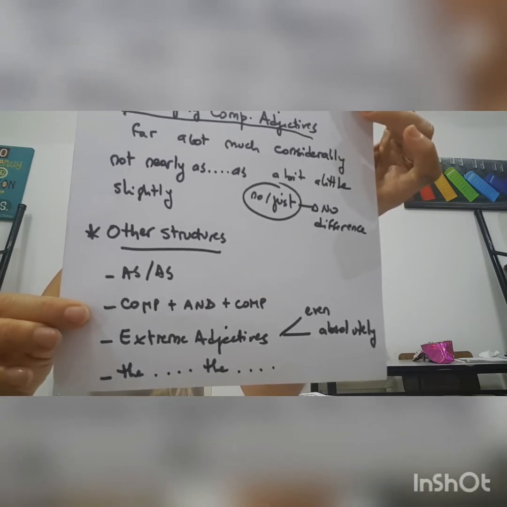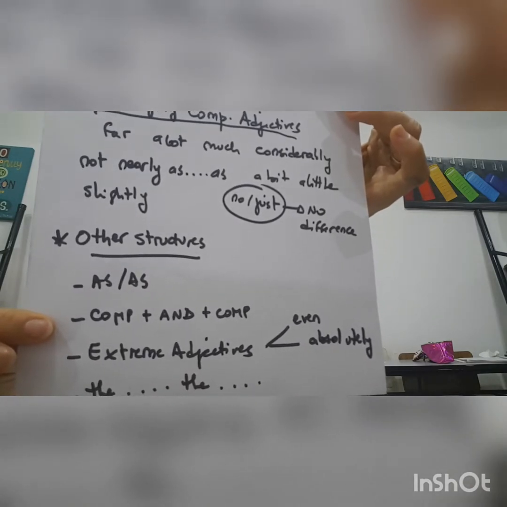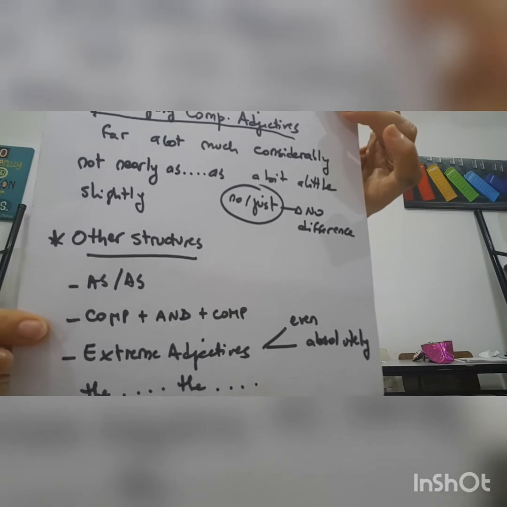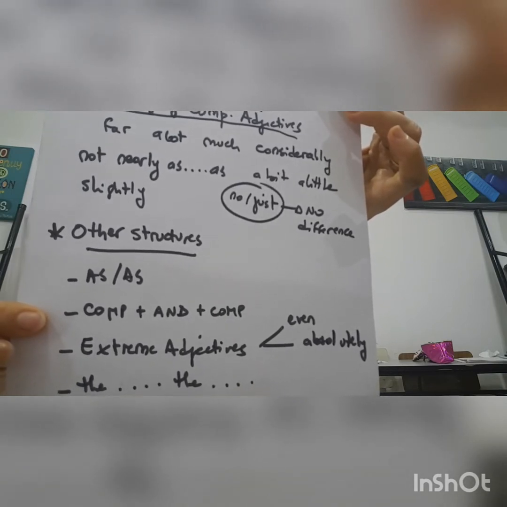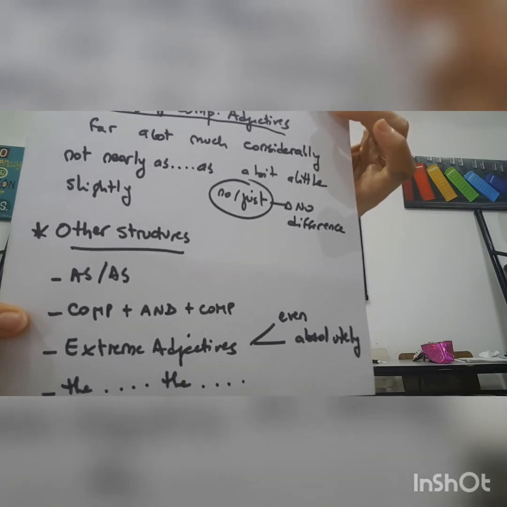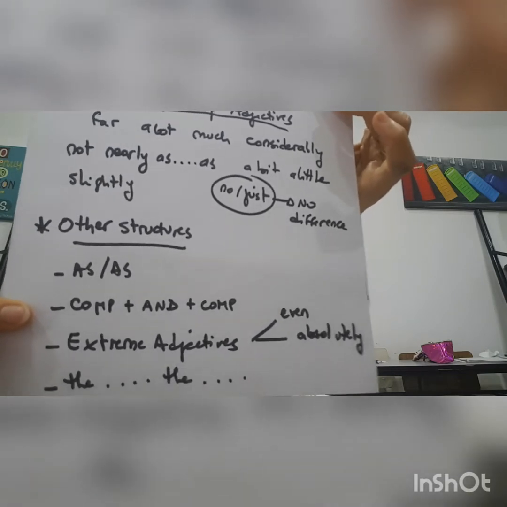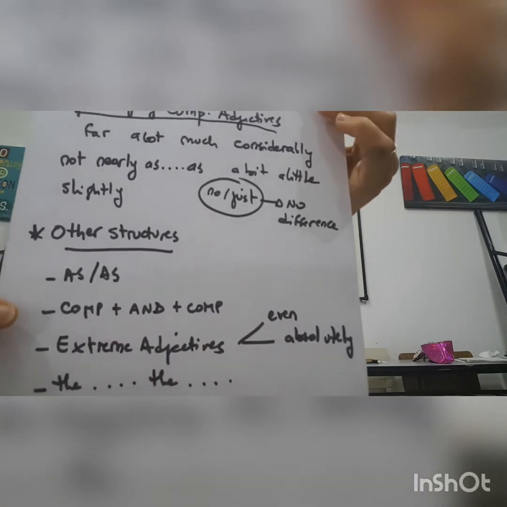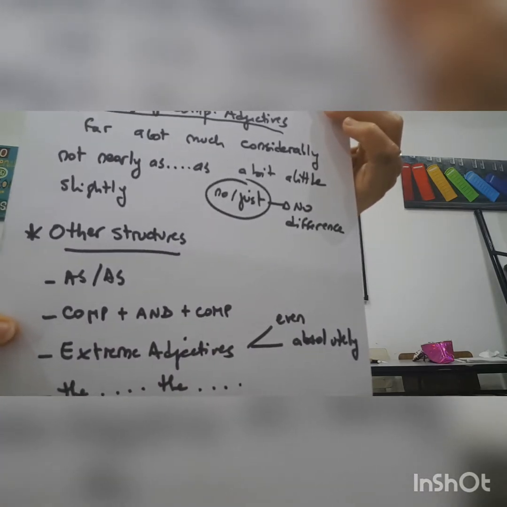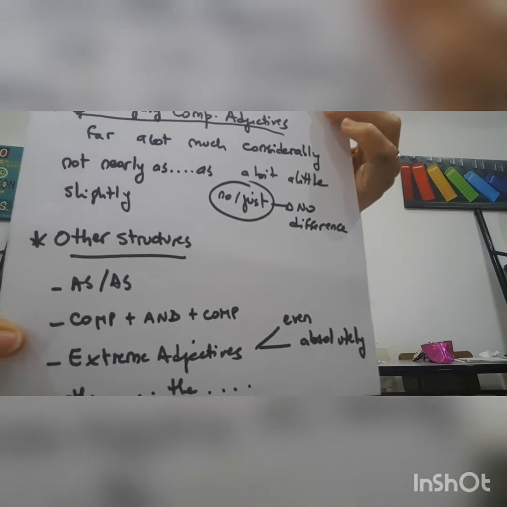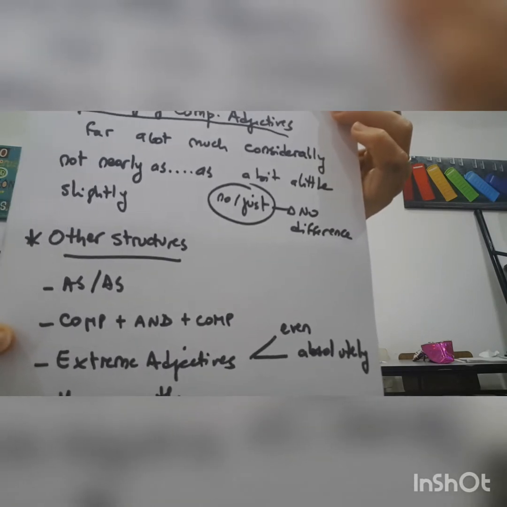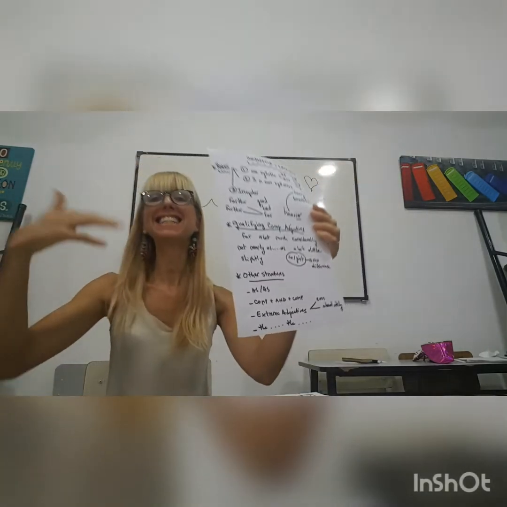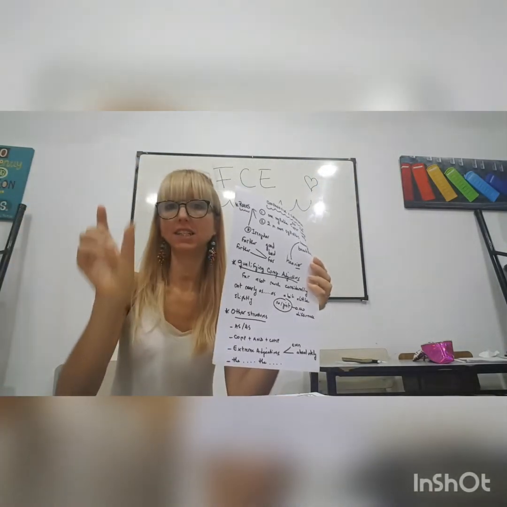Comparative and comparative. What is this? This is, for example, when I say, when I was watching the film, I became more and more frightened. More and more frightened. Or while walking in the snow, I became colder and colder. I worked harder and harder. Yes, so I intensify the comparative with the use of and. Okay?